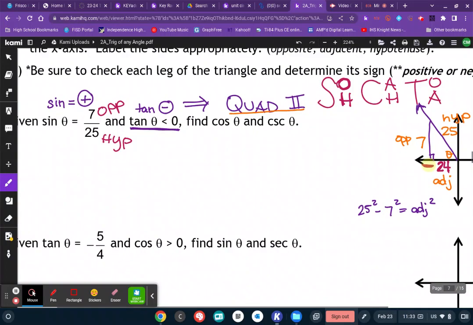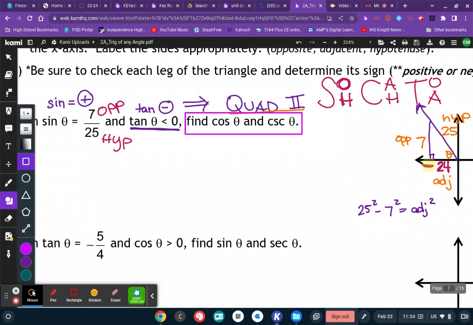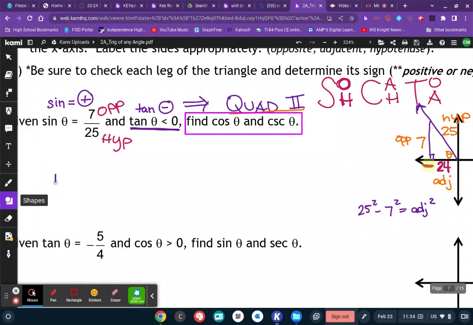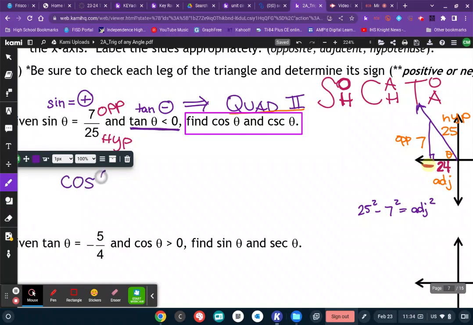Alrighty, now we've got enough information to find what they're asking us to find. And so let's take a look. So all of this up till now is the prep work to get me so that I can answer the question. What I'm asked to find is the cosine and the cosecant of theta. So now that I've got all that stuff filled in, I can find the cosine because I know cosine is adjacent over hypotenuse. So that is going to give me adjacent side is negative 24.